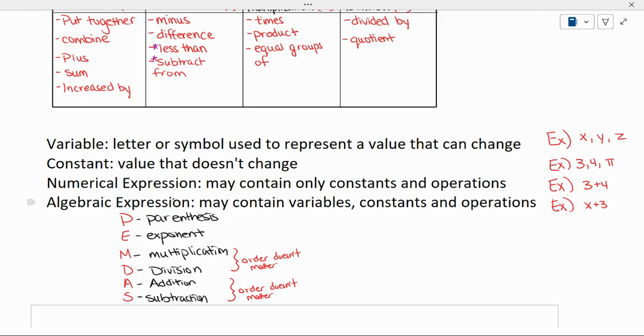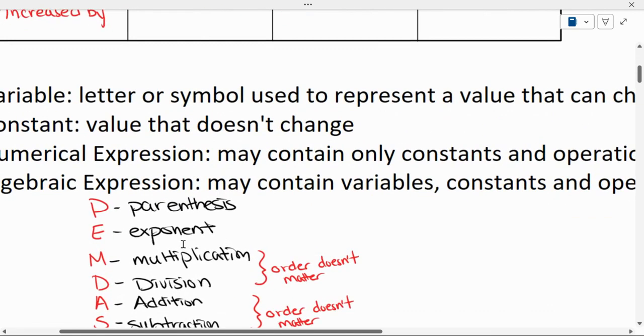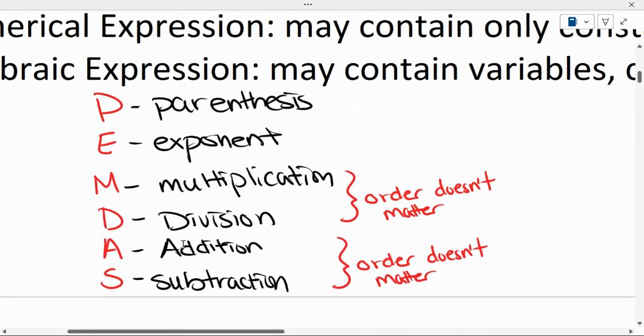A numerical expression can contain only constants and operations. Such an example would be 3 plus 4. An algebraic expression may contain variables, constants, and operations, such as x plus 3. And we also have this PEMDAS here. I'm sure most of us are familiar with PEMDAS. P stands for parenthesis, E is exponent, multiplication, division, addition, and subtraction. This is basically the order in which you will do a problem. And for multiplication and division, the order does not matter.